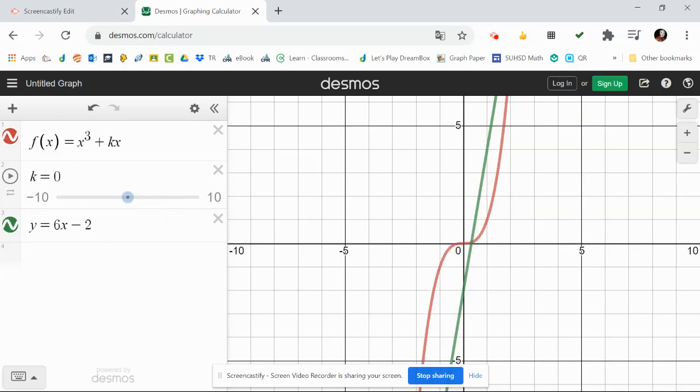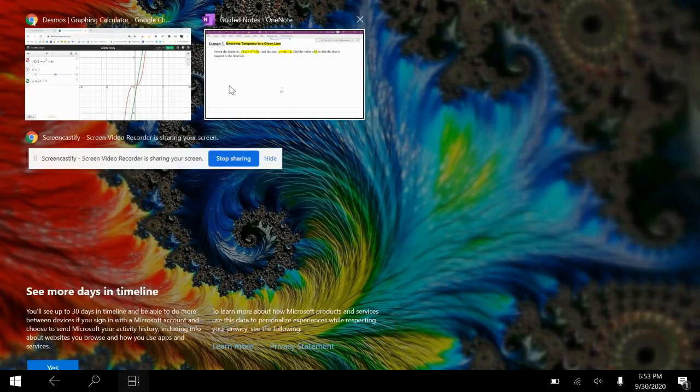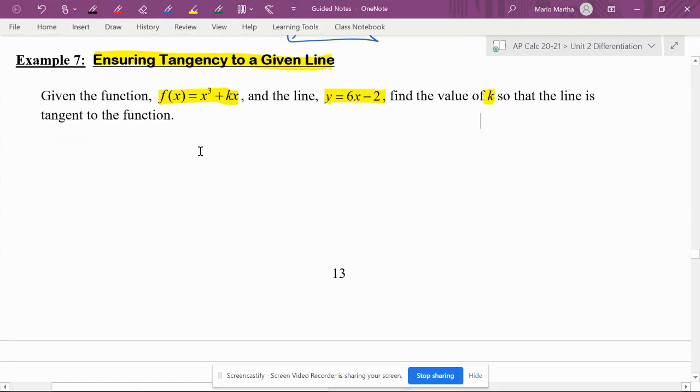So let's find that value using the calculus behind it, right? Again, if you haven't realized this, if this line has to be tangent to f of x, then that means that's our slope at that point. So pretty much that's our f prime of a is equal to 6, all right?